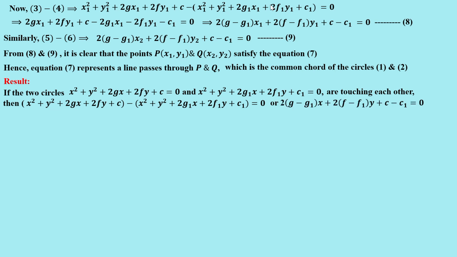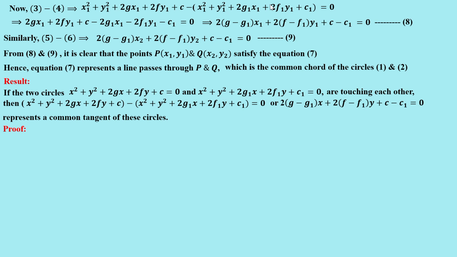When you are subtracting, you will get this term, which I already explained to you: 2(g − g1)x + 2(f − f1)y + c − c1 = 0, right? In the previous case, the two circles are intersecting at 2 points, so this line represents a common chord. But in this case, they are just touching each other, which means the point of intersection is a single point. Then this line represents a common tangent of the circles. That is the difference.